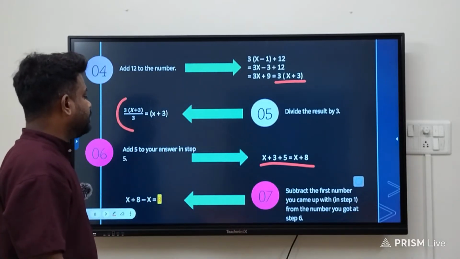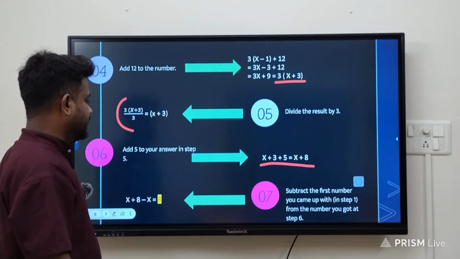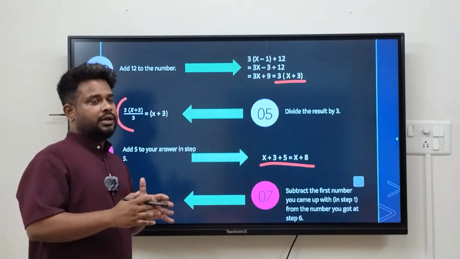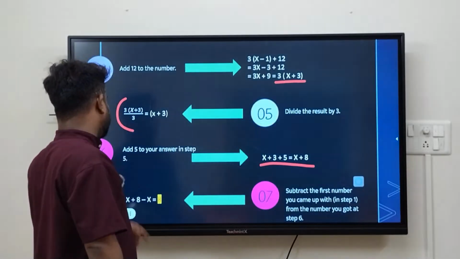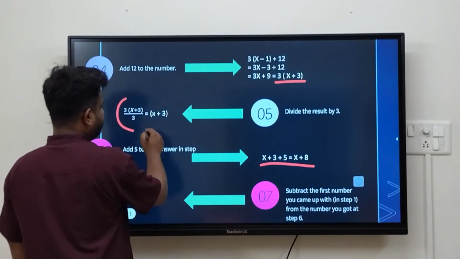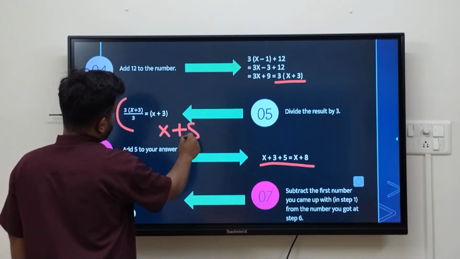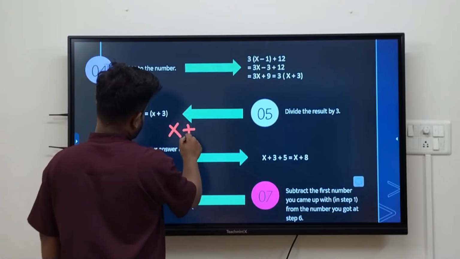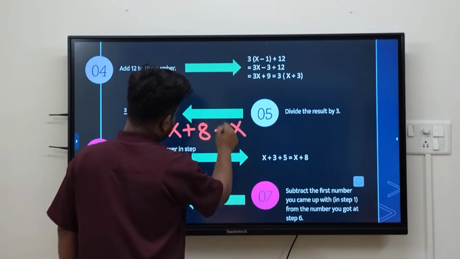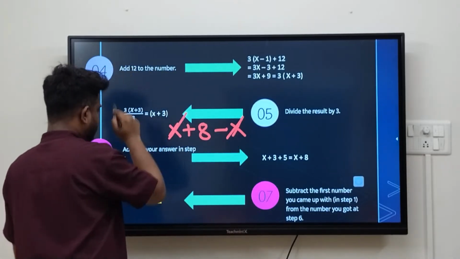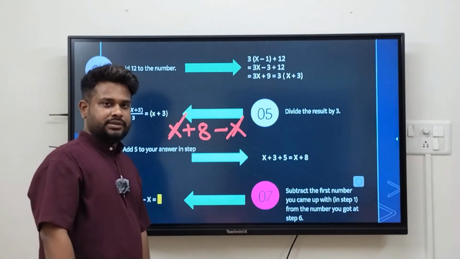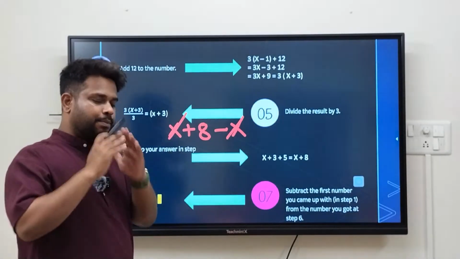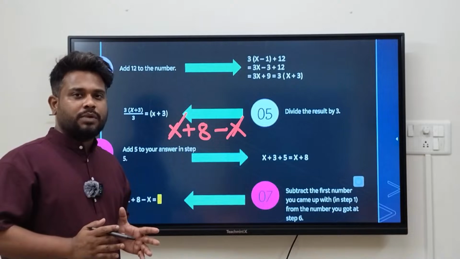Then subtract the first number you came up with in step 1 from the number you got at step 6. So the number you have thought, which we are calling x, we have to subtract x. If we subtract x from x plus 8, it will get eliminated and the answer will be 8. And if you think of any kind of number, then this will work for any kind of number.